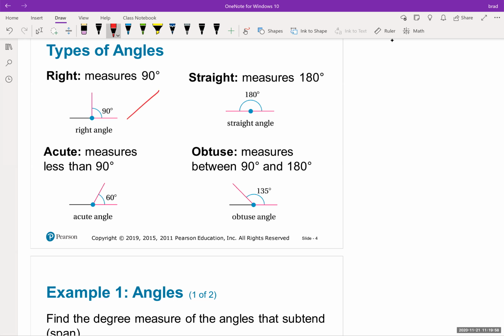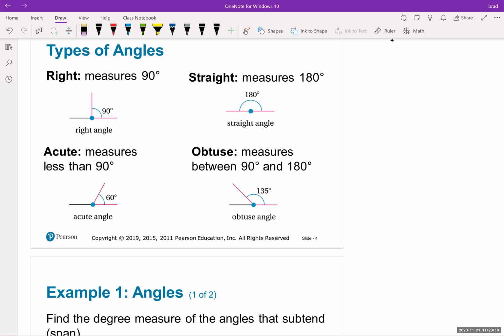So that would be a triangle that has a right angle. And a lot of times we use this little box to represent a right angle. So whenever you see 90 degrees, normally on a triangle, they'll put a little box there to signify that it is a right triangle, meaning it has a 90-degree angle in it.